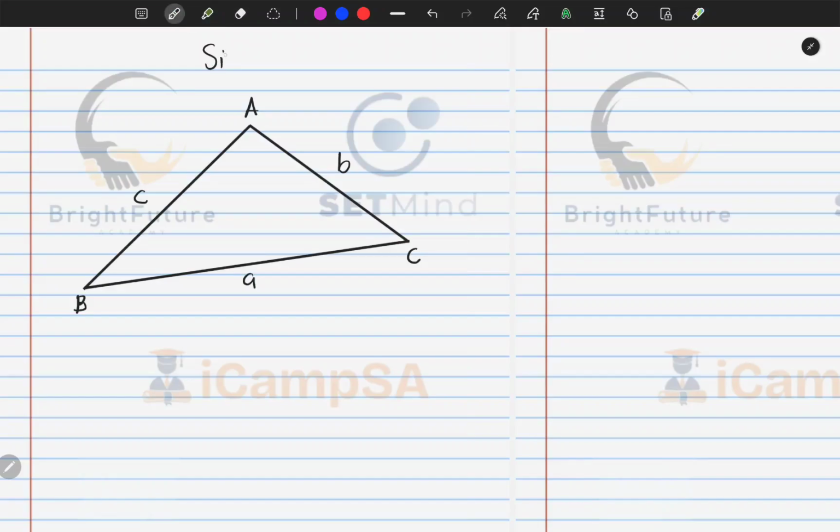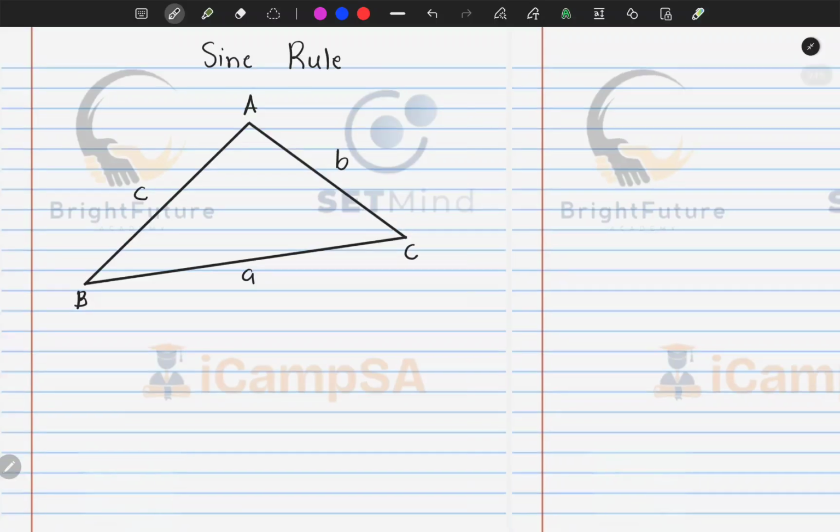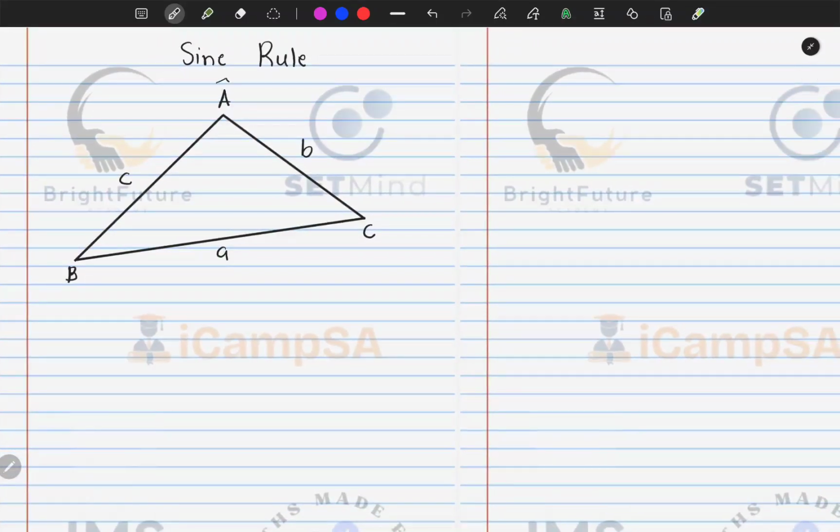So here's our sine rule. How do we formulate it? If you look carefully, we have angles: angle A, angle C, and angle B. With sine rule, we say sine of angle B divided by the side opposite angle B, which happens to be small letter b, equals sine of angle A divided by the side opposite angle A, which is small letter a. That is how we formulate it.